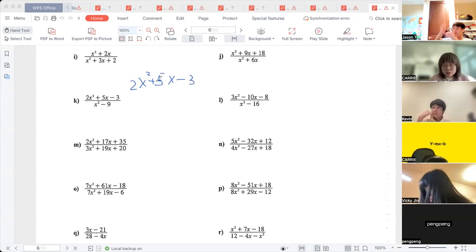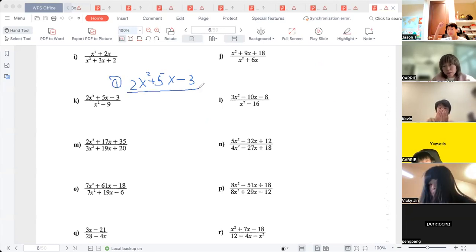Okay, let's do this question yourself. This is not a question. Just do this one. It's not a question. Do you want us just to factorize? Yeah, just do the factoring part. Okay.